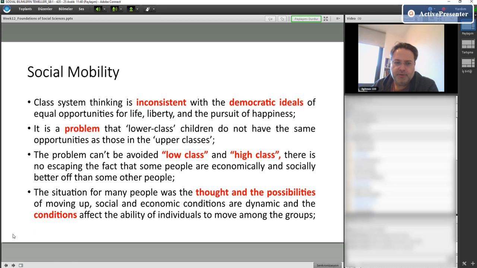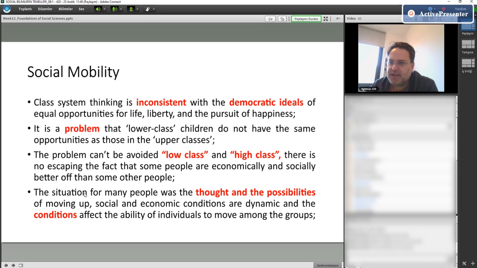So it brings us to the problem, and it is a problem to think there are lower classes and children coming into these lower classes who do not have the same opportunities, as opposed to the upper class, whatever that might mean. I mean, it could be different in another society. But from a general perspective, lower classes, upper classes, we have seen the academic approach, socioeconomic differences or similarities. But the problem cannot be avoided.